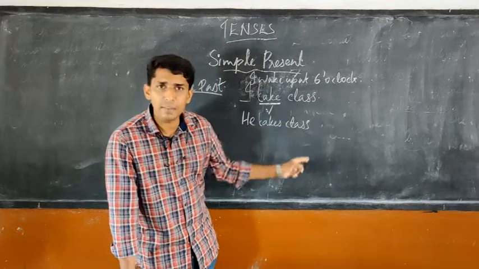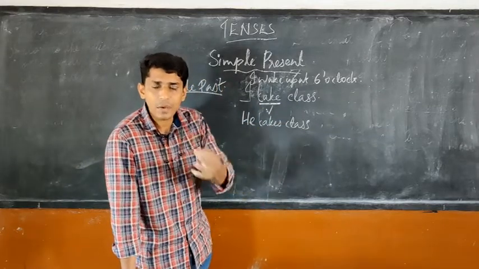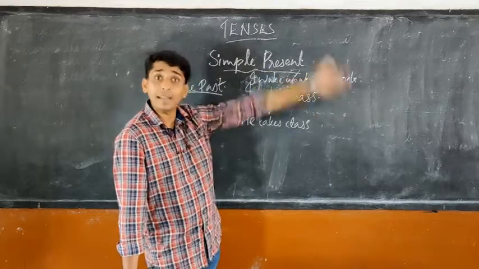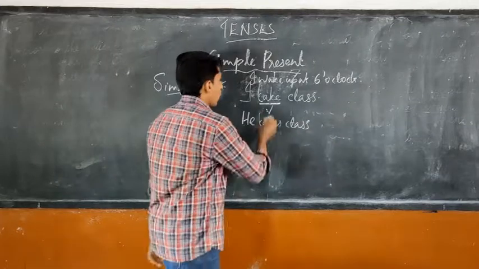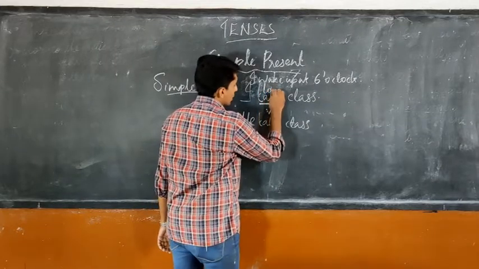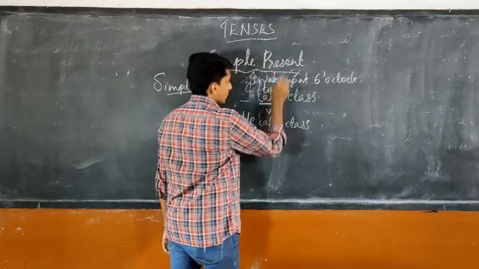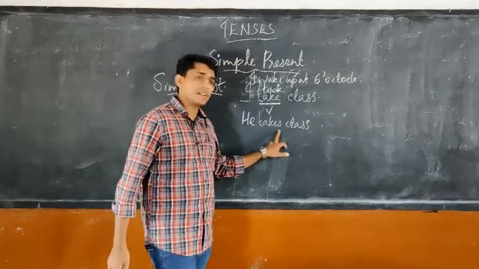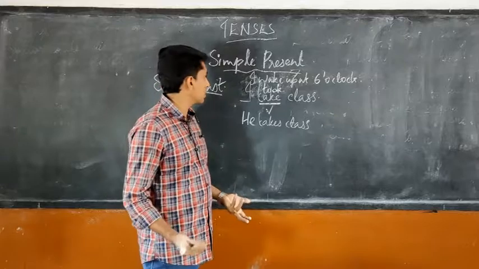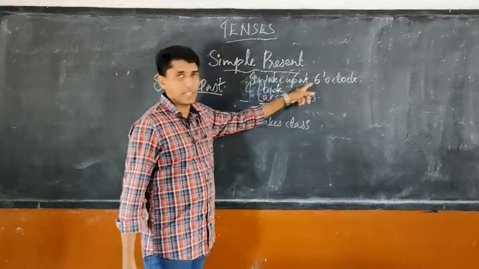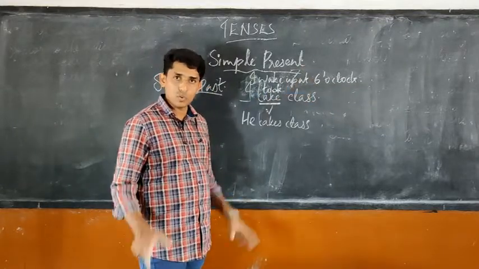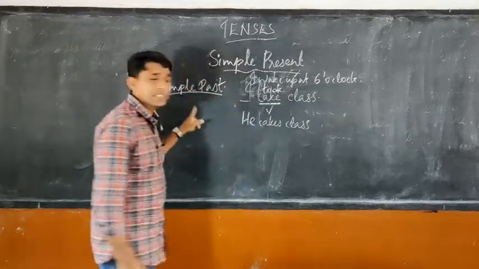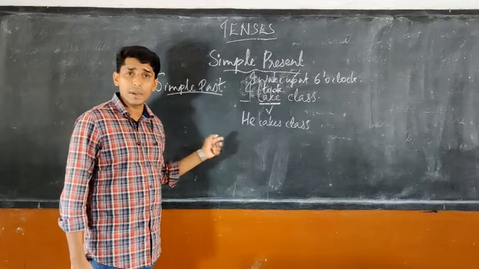The same thing can happen in the past, isn't it? Now I just say, I take class. It is happening now. If it has already happened, what will we say? We only need to change the verb to took. I took class. He takes class. Past is he took class. Universal truths cannot be changed. They only have present form. This is only for simple activities happening now or happened in the past.